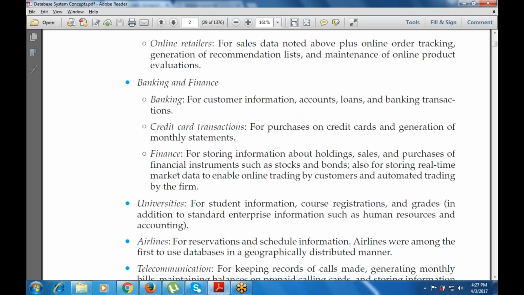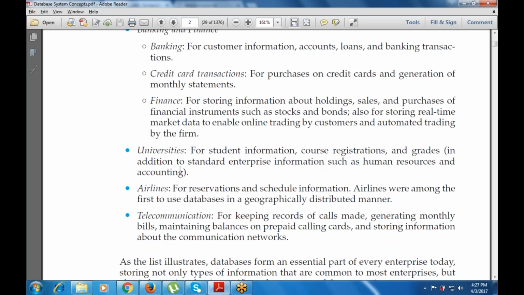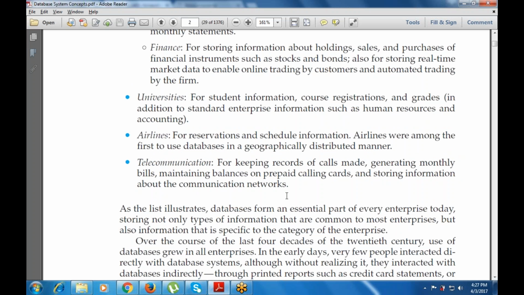Then universities, which include student information, course registration, and grades. Then airlines, for reservation and schedule information, which were among the first to use databases in a geographically distributed manner. The next one is telecommunication, for keeping records of calls made, generating monthly bills, maintaining balances on prepaid calling cards, and storing information about the communication network.